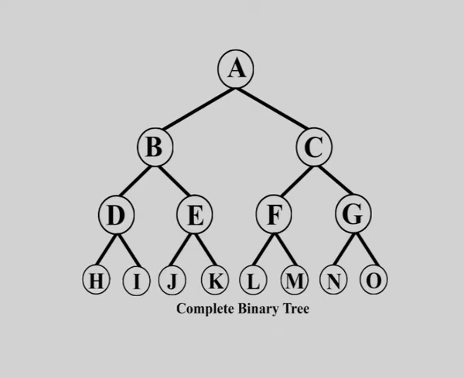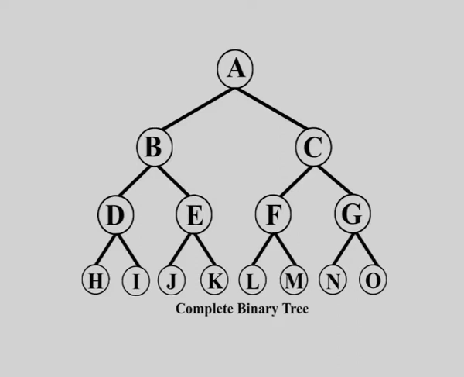The maximum number of nodes in a complete binary tree with height h is 2 raised to power h plus 1, minus 1. This displayed complete binary tree has height 3, so this tree contains 15 nodes as 2 raised to power 3 plus 1, minus 1 is 15.